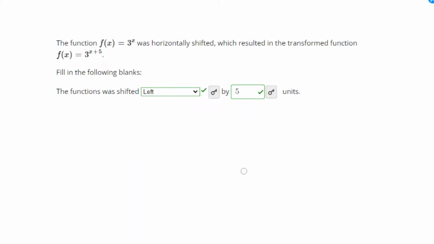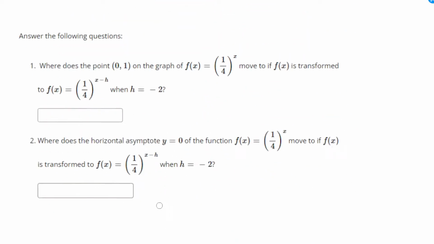The function f of x equals 3^x was horizontally shifted, which resulted in a transformed function f of x equals 3^(x+5). So we know it's going to the left because we have a plus instead of a minus, and it's the opposite, right? It's the opposite of what you think it's going to be, by 5. Yep. Where does the point (0, 1) on the graph of f of x equals (1/4)^x move to if f is transformed to f of x equals (1/4)^(x-h) when h equals -2?